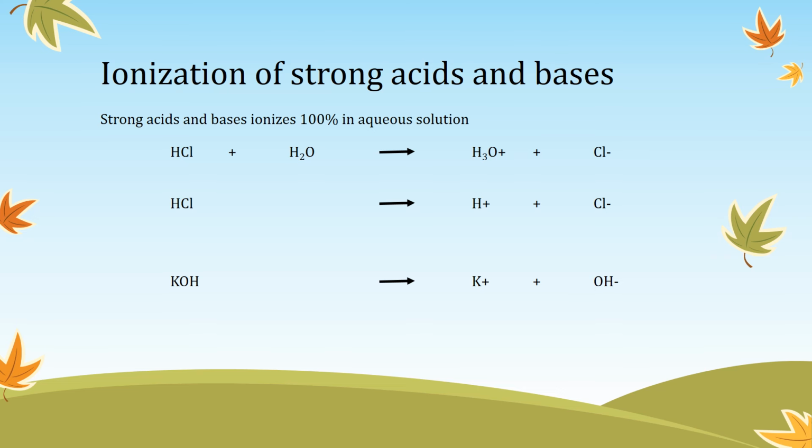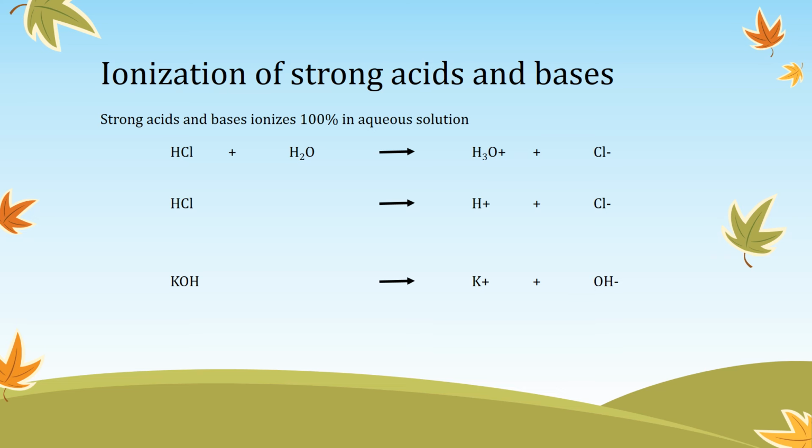Ionization of strong acids and bases. A strong acid is a substance that ionizes almost 100% in aqueous solution. If you see inorganic acids like hydrochloric acid, sulfuric acid, nitric acid, when you dissolve these acids in water or in aqueous solution, they ionize 100%. And when it is ionizing, a proton is transferred to a water molecule, so it will become a hydronium ion and a chloride ion.